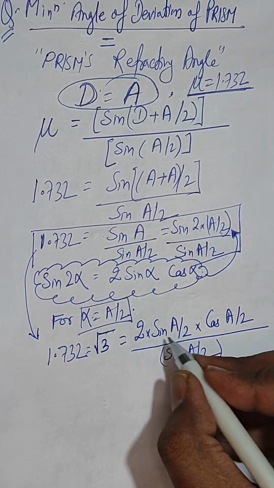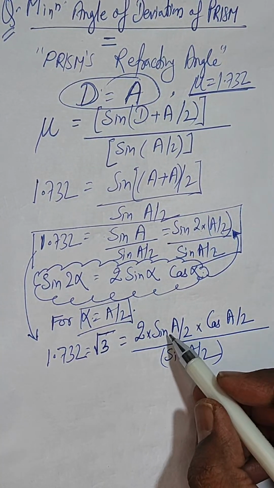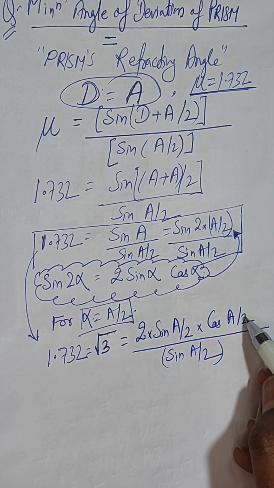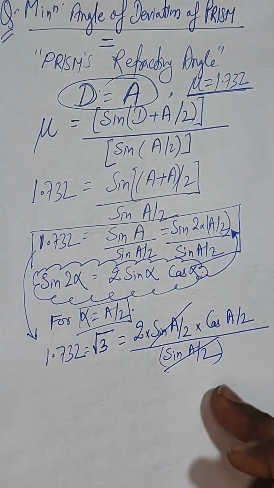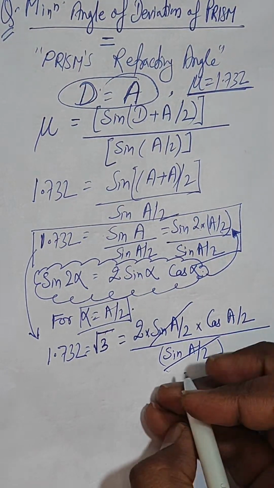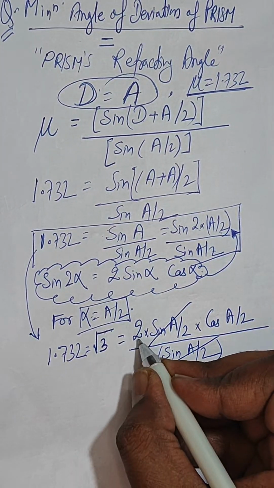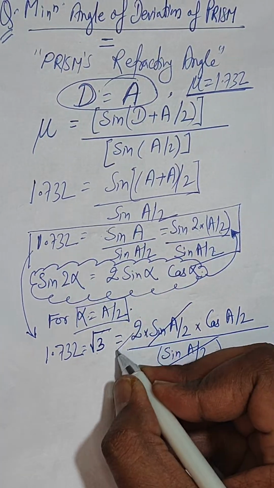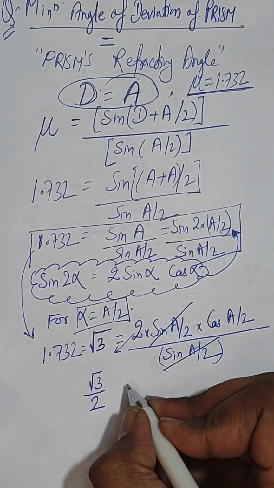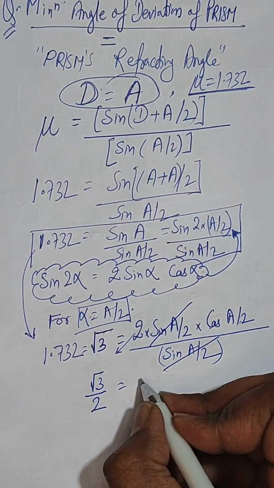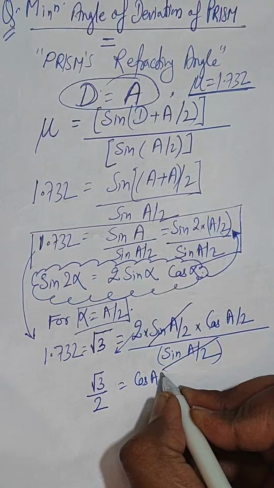So my dear friends, all the trigonometrical ratios in the numerator are in product. So definitely sine A by 2 will be cancelled with this sine A by 2 present in the denominator. So this will give you this 2 coming to the LHS. So root 3 by 2 is the value of cos A by 2, right?